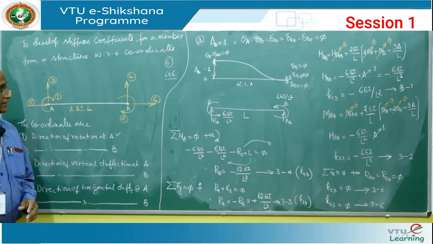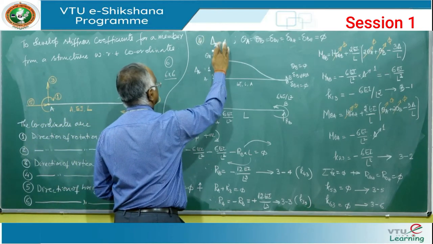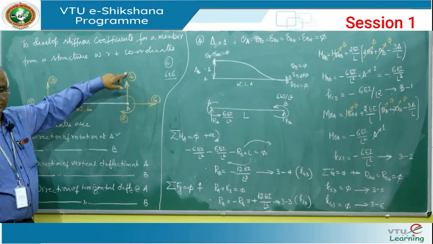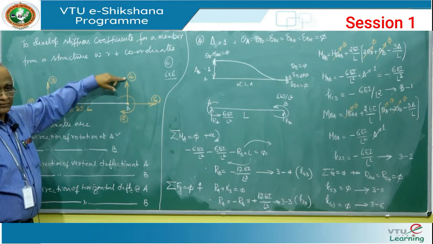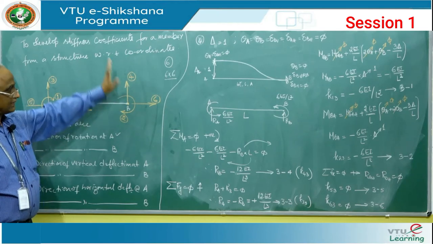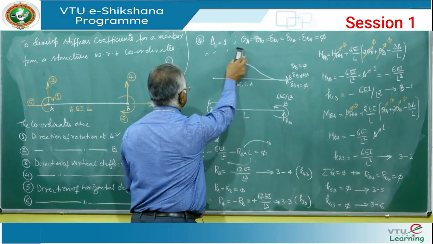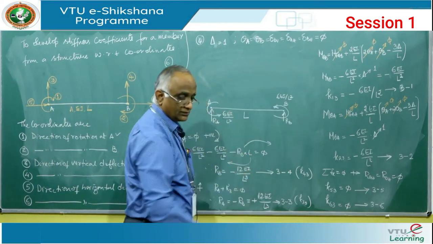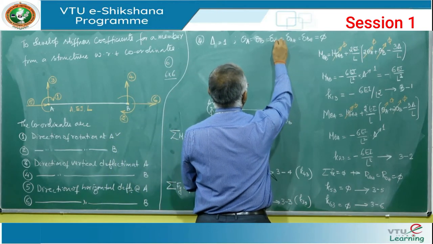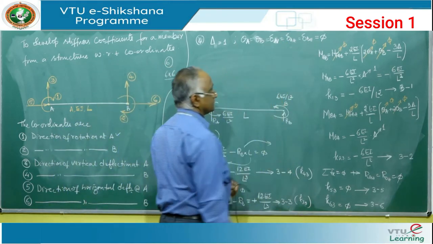So let us move to the next column, column number 4, which is that coordinate, vertical arrow, coordinate number 4. That means I have to give a unit displacement or deflection in the upward direction at B, and that will constitute all the values. Except that, the remaining should all be equal to 0. How will you get it? Theta A, theta B, delta AV, delta AH, delta BH are equal to 0.